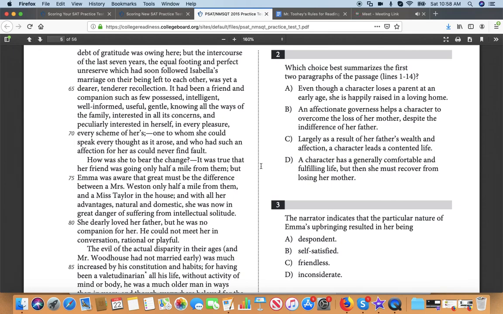A character has a generally comfortable and fulfilling life, but then she must recover from losing her mother. And that's not what happens. It's just not what happens, right? And again, we see the issue there. She doesn't have to recover from her mother's loss because she barely remembers her. So we've got evidence against B.